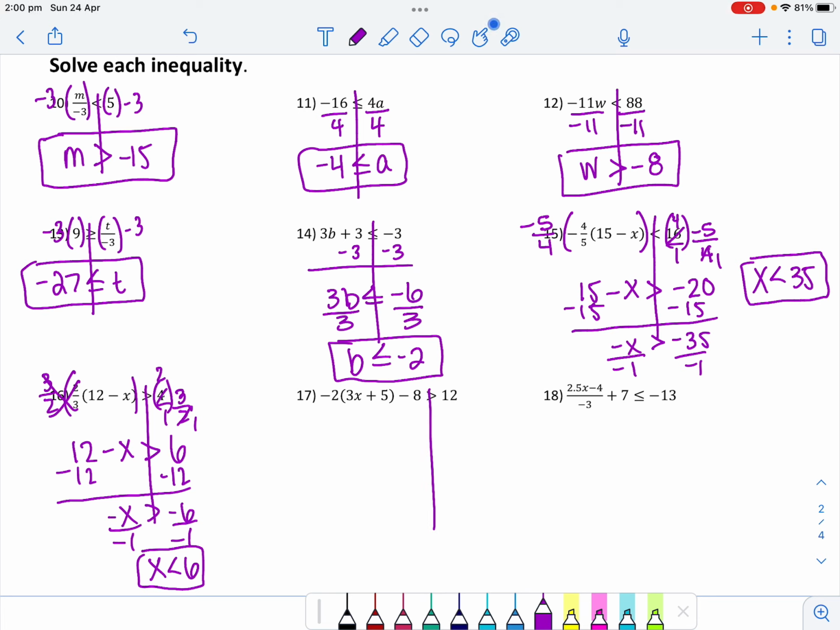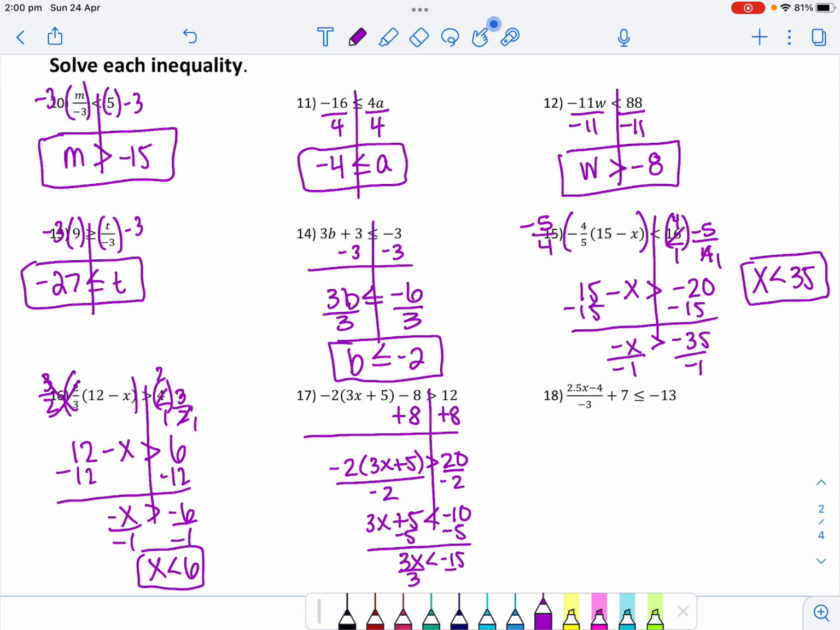For number 17, I'm going to get rid of this constant first. Then I'm going to divide to get rid of my distributive property. So 3x plus 5 is less than negative 10 because I divided by a negative. I subtract 5, so 3x is less than negative 15. And when I divide by 3, x is less than negative 5.